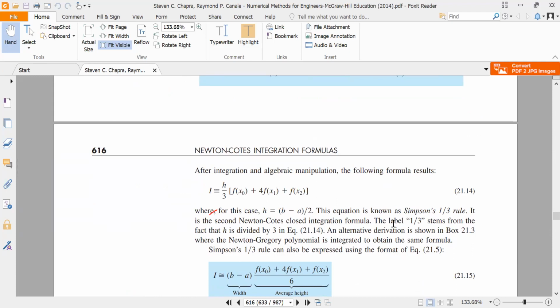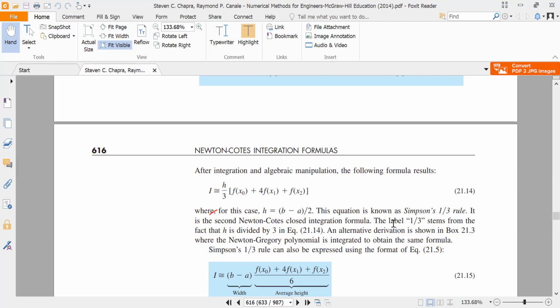So if we consider the region between A and B as a single segment, then equation 21.14 will give the integration value. In many cases, it is an improved version of the trapezoidal rule. You see there are 3 function values involved there. As a result, it can again be represented by equation 21.15, and you see that it is the average height. That means 6 function values are involved.